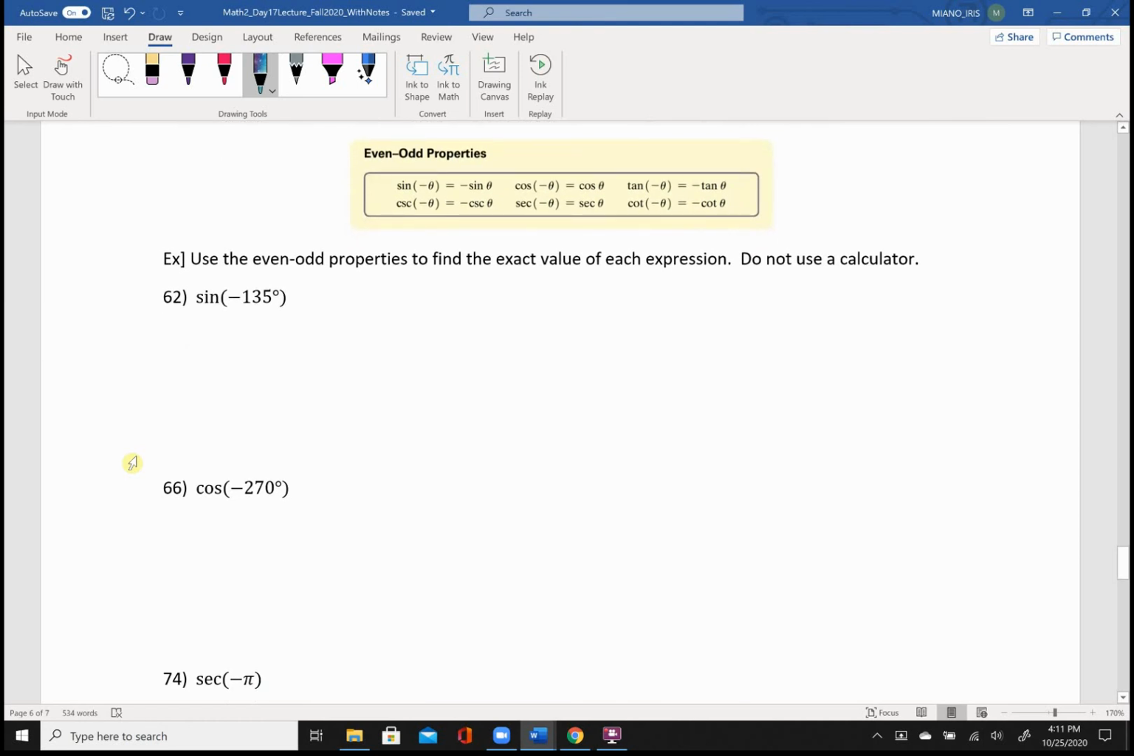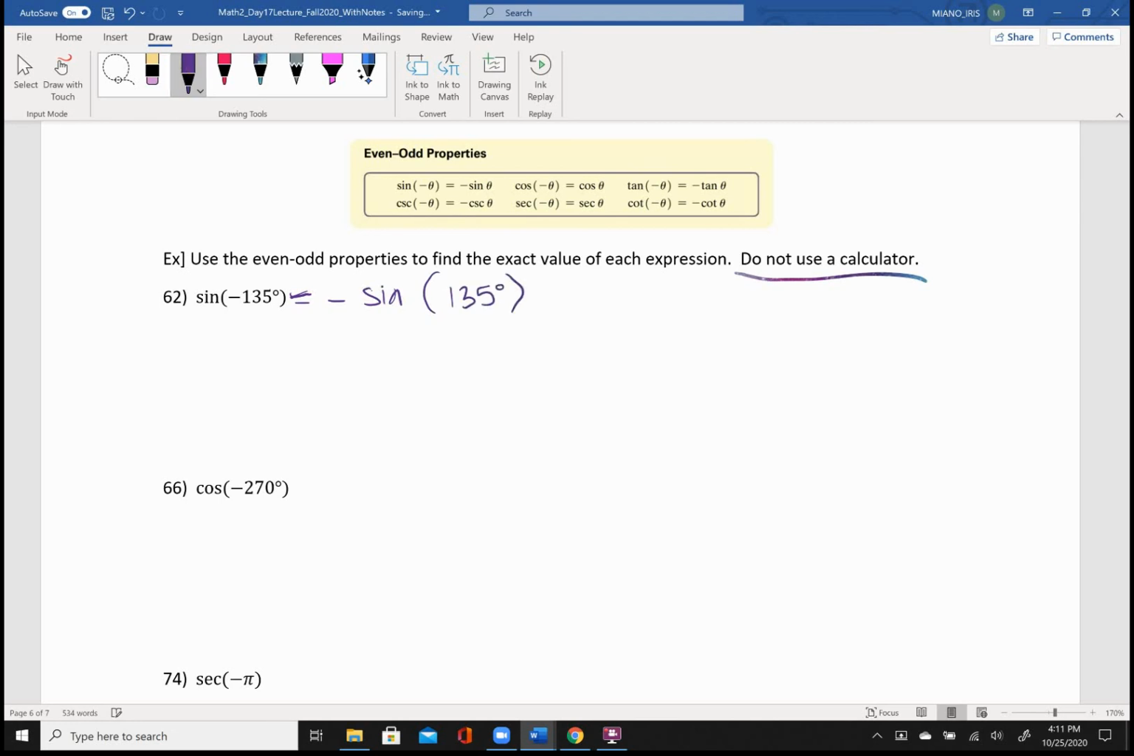So let's go ahead and use this information in order to simplify the following examples using even odd properties, okay? And of course, we're not going to use a calculator, as is the instruction associated with these examples, so no problem. So notice that our first example involves the sine function. Now the sine function is odd, which is to say that when you have a negative input here of negative 135 degrees, that is equal to negative sine of 135 degrees.